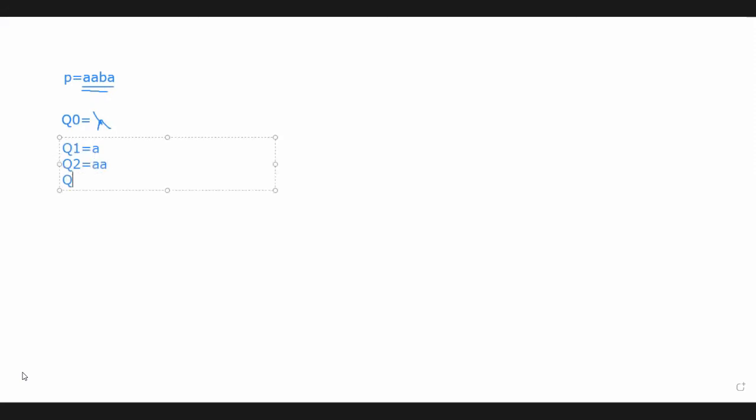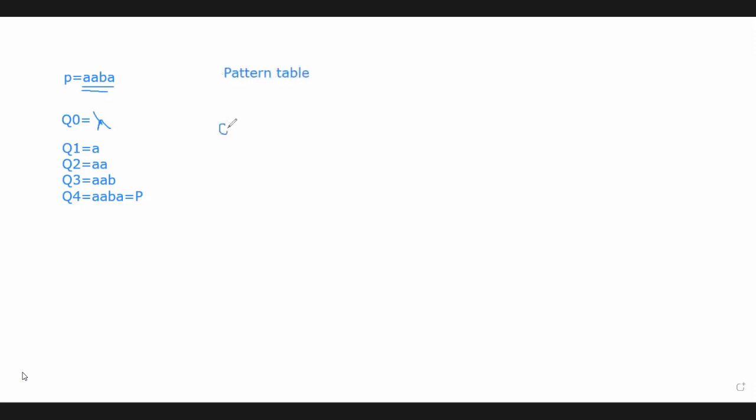What about Q3? Just take the first three characters, AAB. This is the third substring. And the last one, Q4: just take all four characters, AABA, and this is actually our pattern. Right? Yes, ma'am. Okay, so now we can prepare the pattern table.